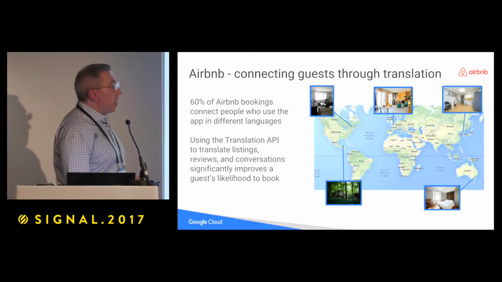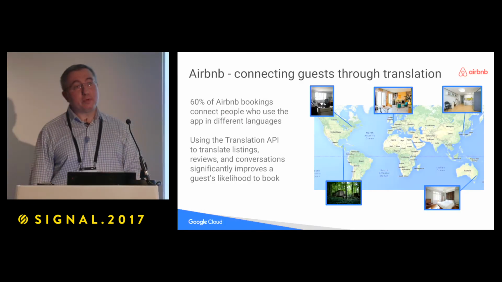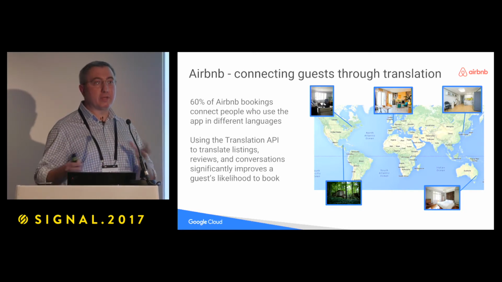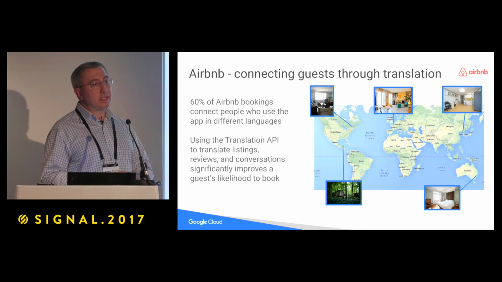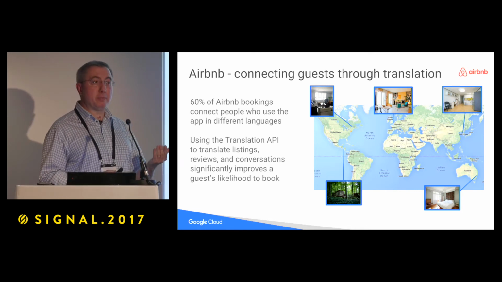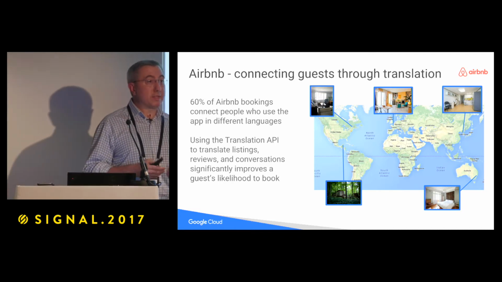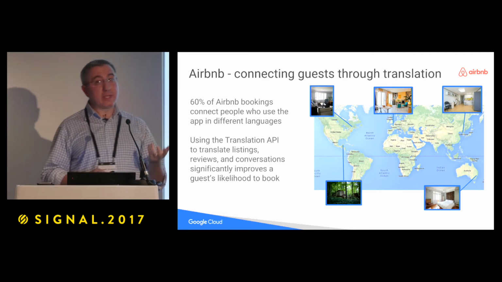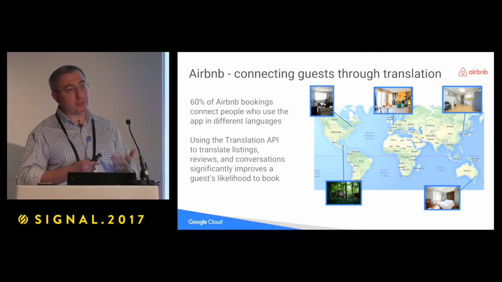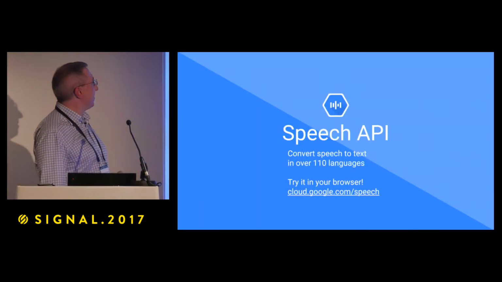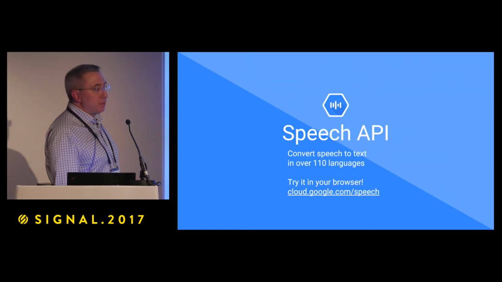An example, Airbnb. 60% of the connected users at Airbnb are using the app in different languages. So this company is able to use the translation API to translate virtually everything. They translate the listings, they translate the reviews, and all the communications between the users. And it works well.